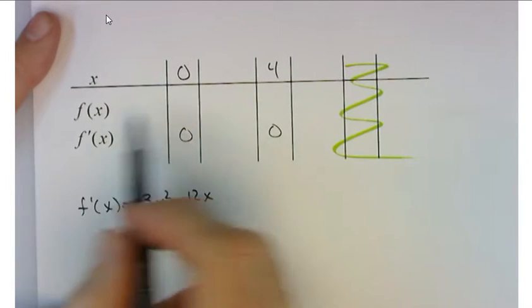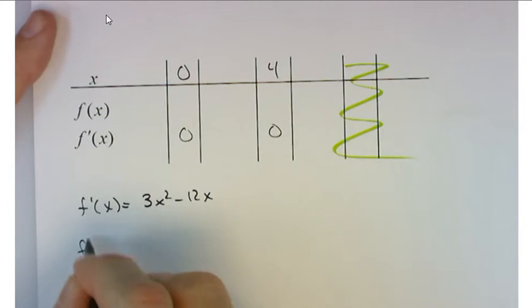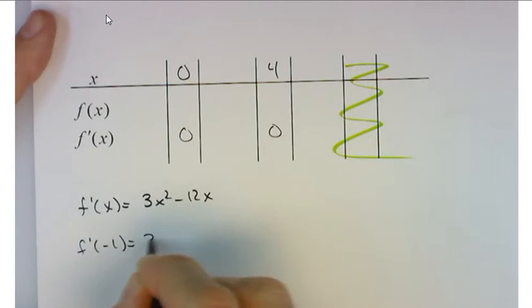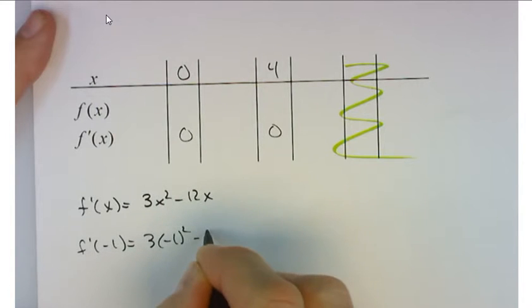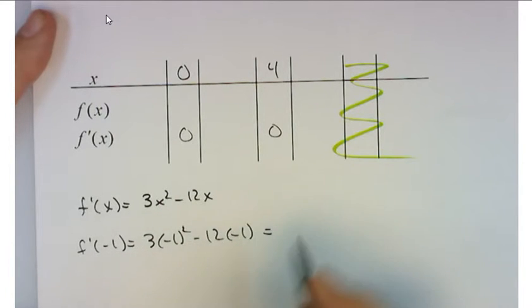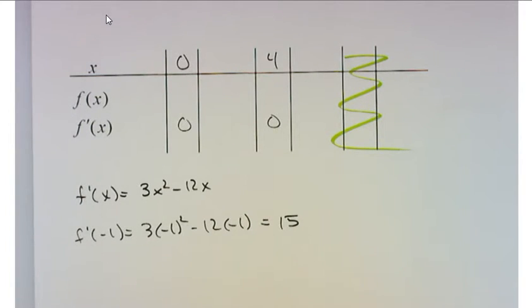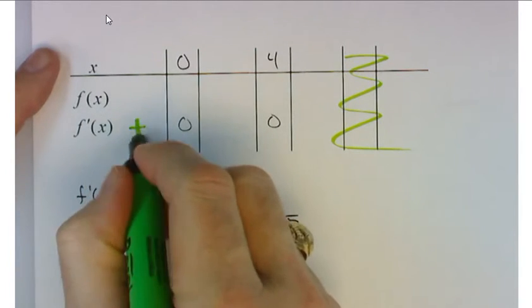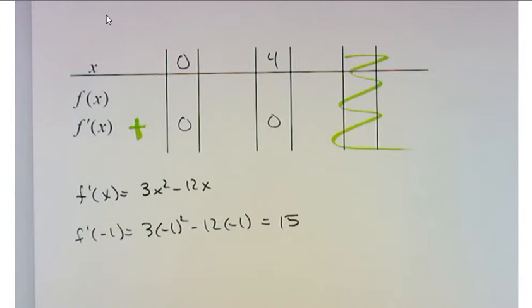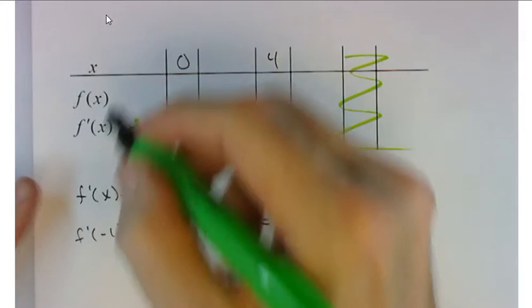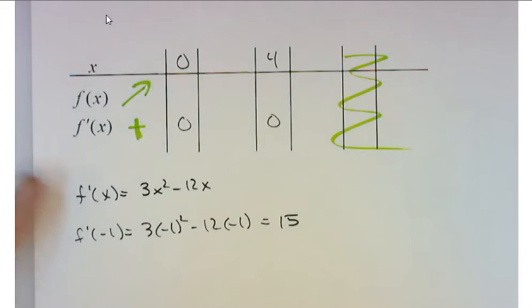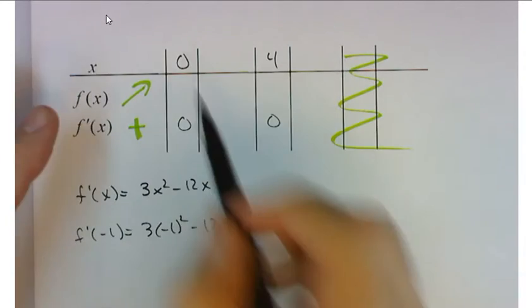And let's pick a point to the left of 0, say f prime of negative 1. So it's going to be 3 times negative 1 squared minus 12 times negative 1. 3 plus 12 is 15. Now it doesn't matter if I get 15 or 15 million. The point is that it's positive. And what that tells us is that the function is increasing. Okay, that's cool.